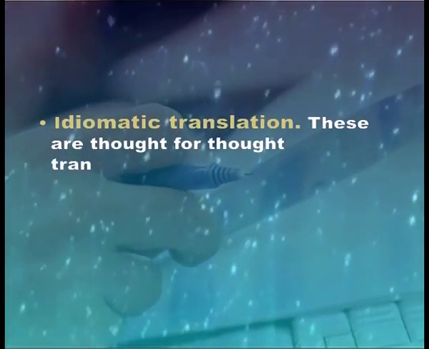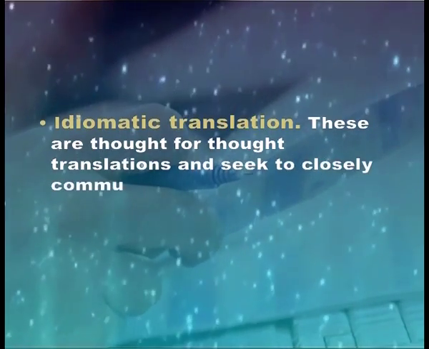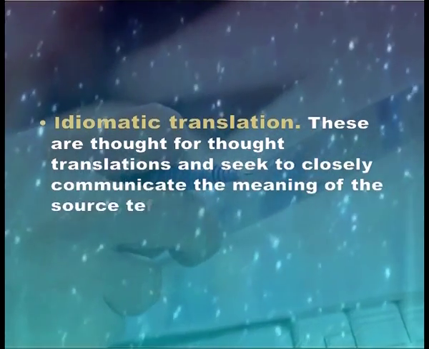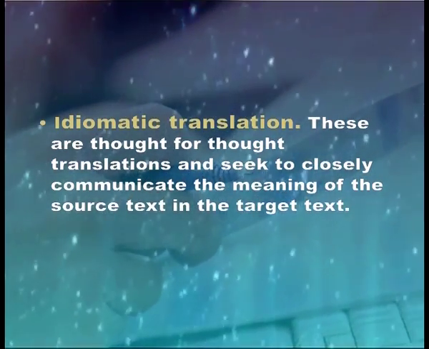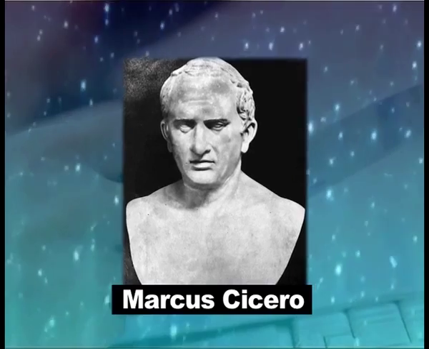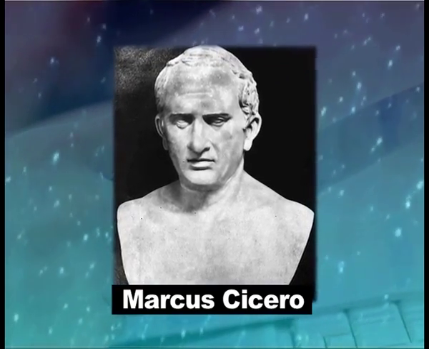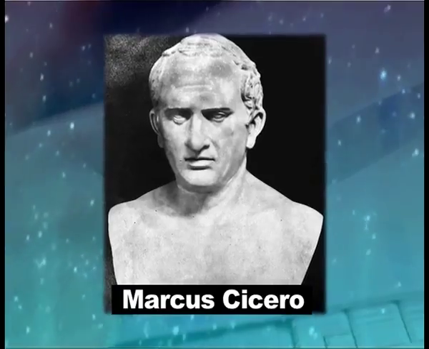The second is idiomatic translation. These are thought-for-thought translations and seek to closely communicate the meaning of the source text in the target text. This theory of translation can be traced back to Marcus Cicero, Roman statesman, orator, and writer who lived in the 1st century BC. He translated many Greek works into Latin using the sense for sense approach. He was against word-for-word approach because such translation to him sounded strange.